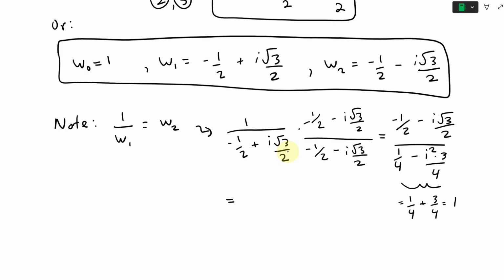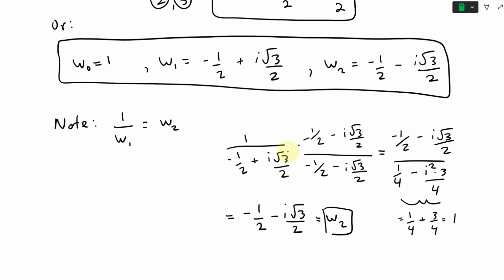So the bottom equals 1, and this just equals the top. So this equals negative 1 over 2 minus i square root 3 over 2, and that's just this one right here, which equals w2. Again, just confirmed it there. And here, quickly, I moved it down here, so I put it down like this.